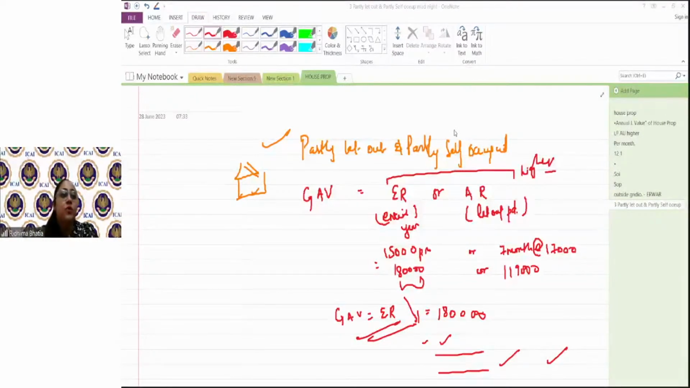Municipal taxes are always a percentage of municipal valuation. Drisya, at an exam, you can follow both the methods, but please write on your notes if you're following the second method that the gross annual value and you have come to your net annual value by taking the unrealized rent from the gross annual value, and this has been done as per the income tax return form.